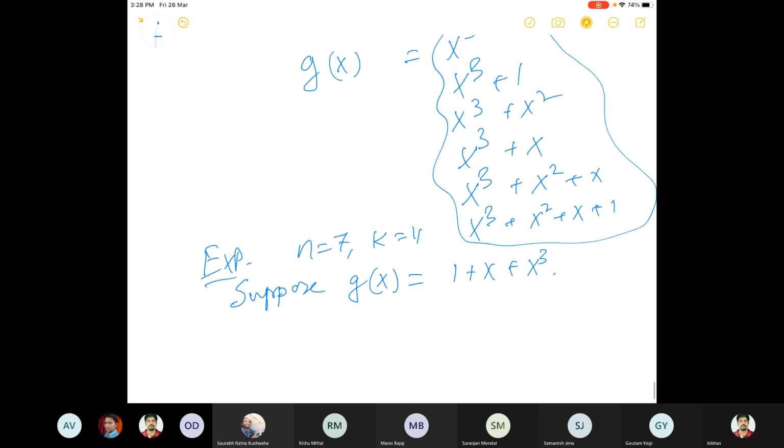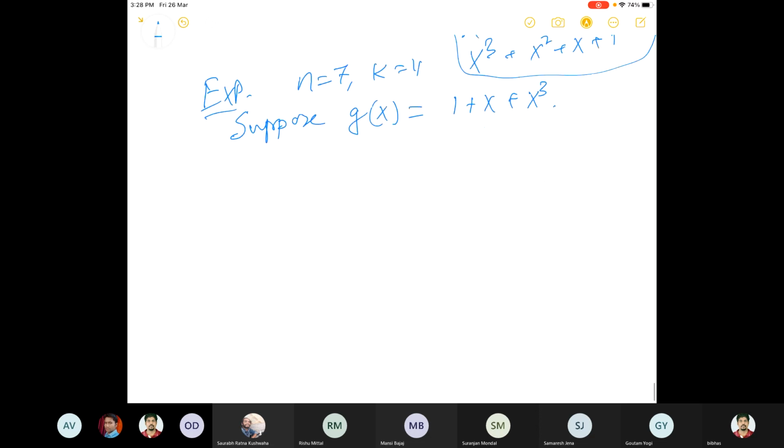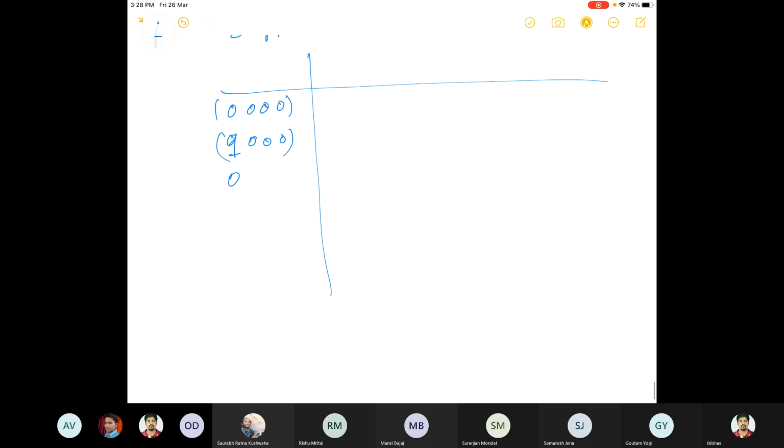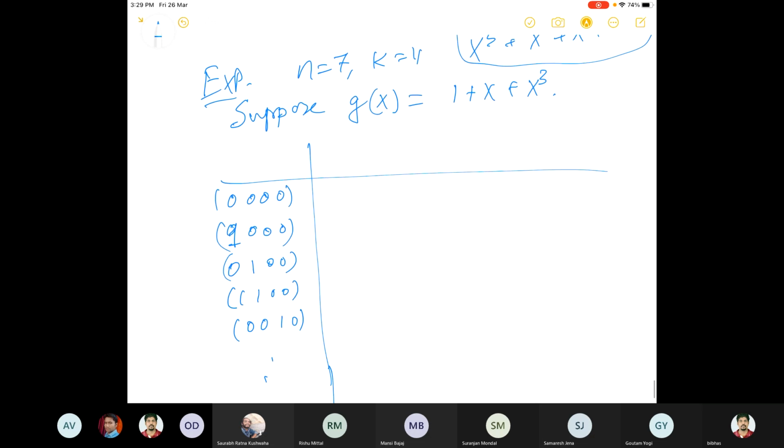Okay, so k equal to 4 means we have 16 of these. 0 0 0 0, 1 0 0 0, and we have a big list: 0 1 0 0, 1 1 0 0, 0 0 1 0, and so on. We can keep on doing this. You can fill the gap. So now we want to generate these code words here.